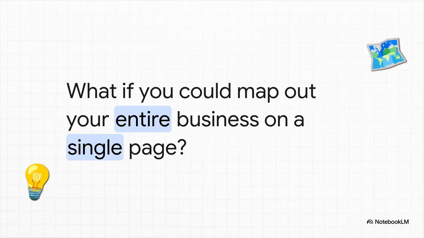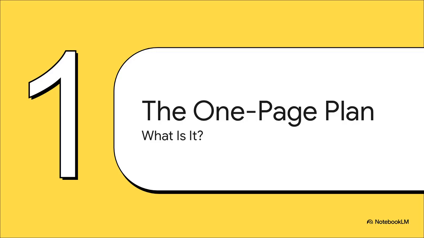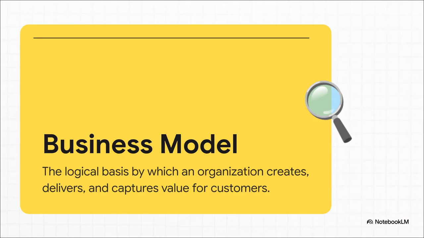Well, what if I told you there's a tool that does exactly that? It cuts right through the chaos and gives you a simple visual map for what can feel like a really complex journey. So, what is this magical one-page plan? At its heart, it's just a way to see your entire business model at a glance. But before we get to the map itself, let's make sure we're on the same page about what a business model even is. That's the textbook definition.